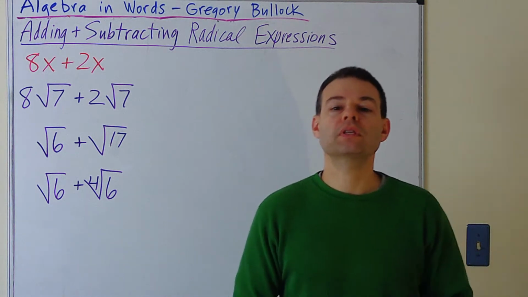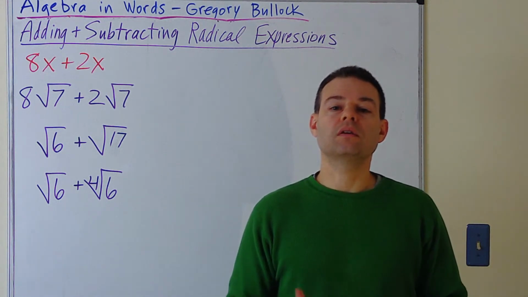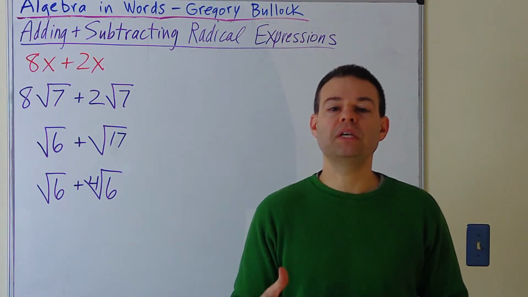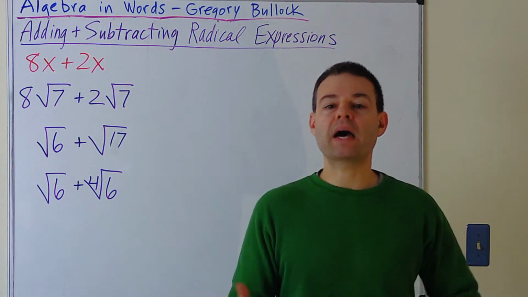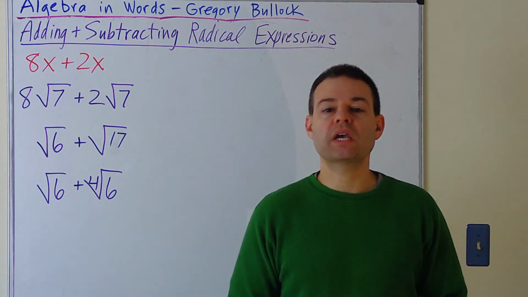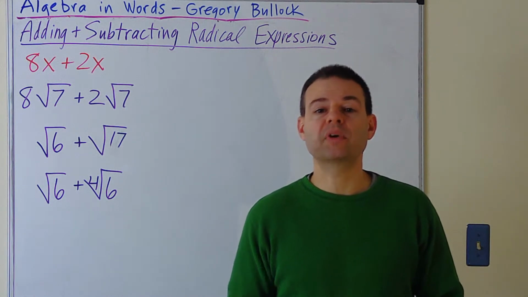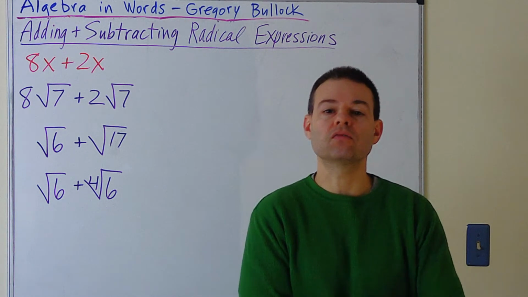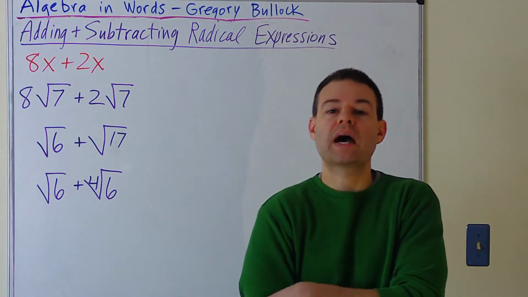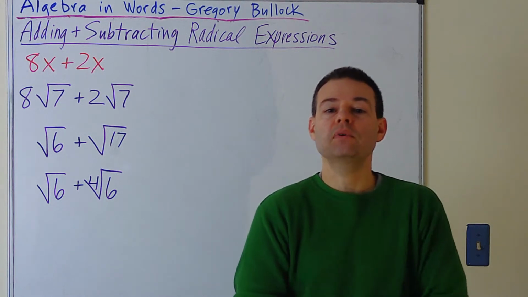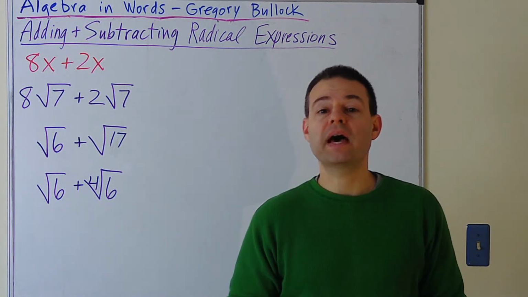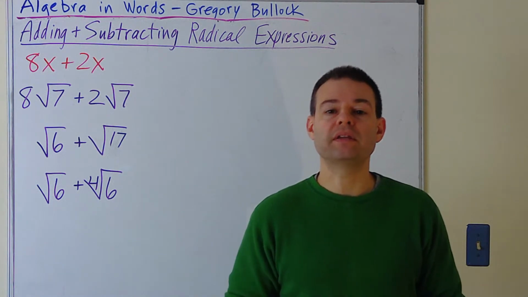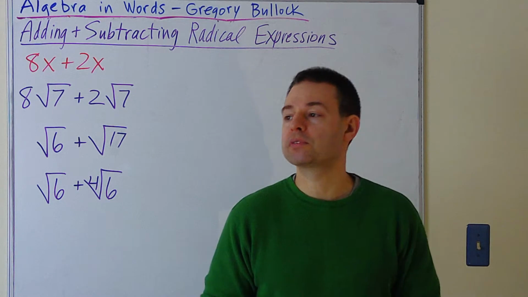The first thing that I want to say is in order to be able to add or subtract radicals, they must be like radicals. And you add or subtract radicals much in the same way that you would like terms, and I'm going to show a comparison of that. But first, what is a like radical? It means that the radicals must have the same radicand and have to have the same root. We'll evaluate that criteria as we look at these examples.